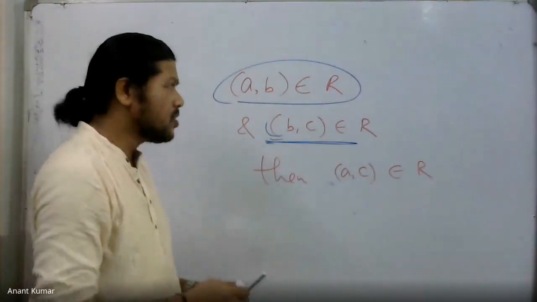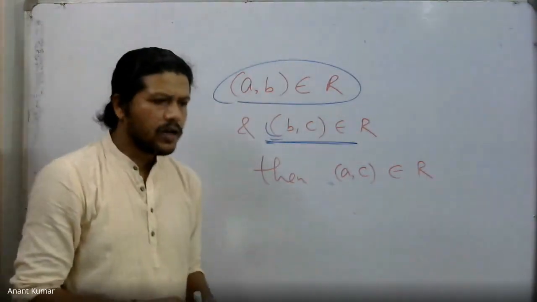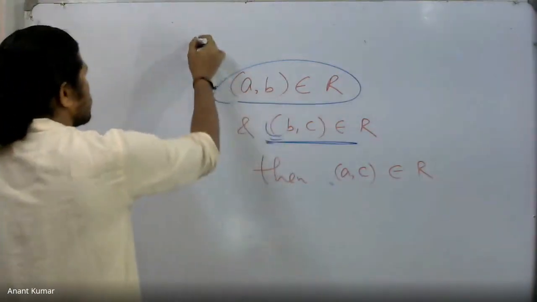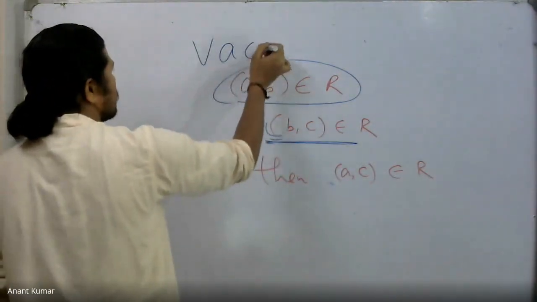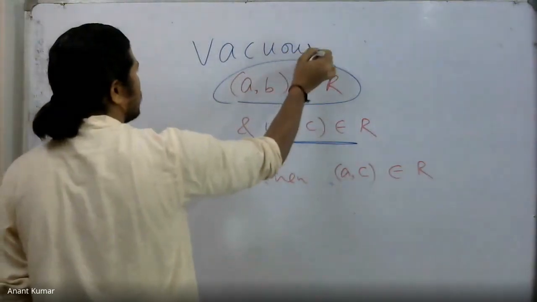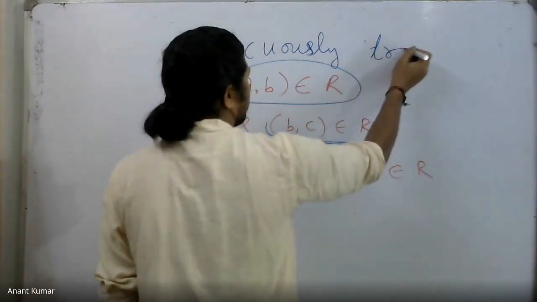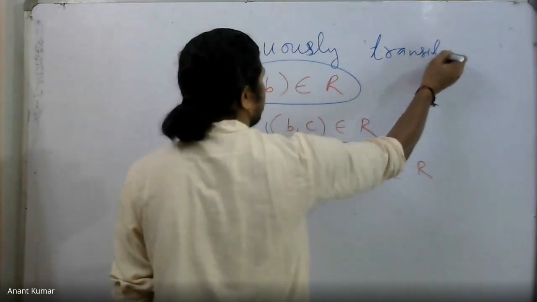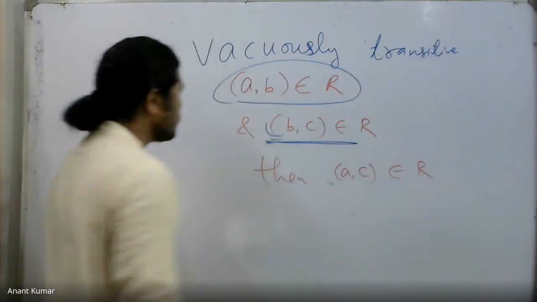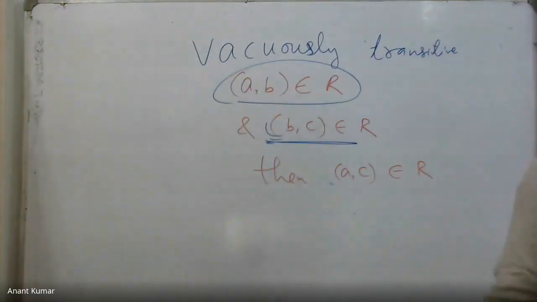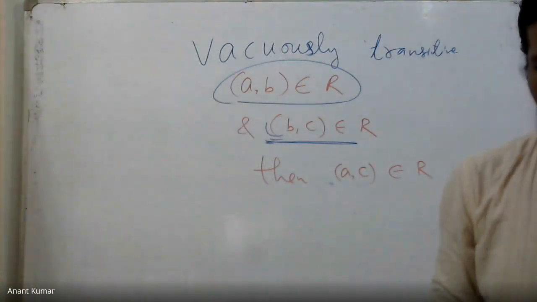So they use a particular word. They call it something like vacuously transitive, something related to vacuum. I hope this is the spelling, VACU. Just let me verify once.